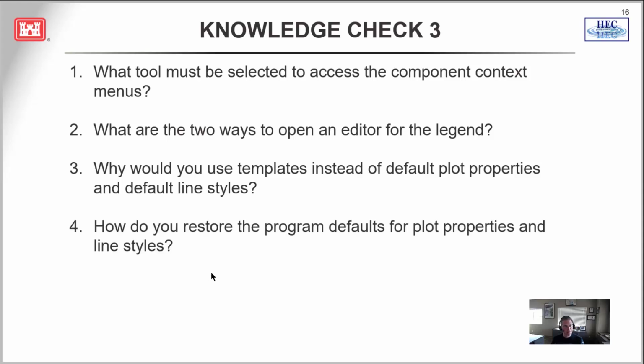And finally, the fourth question, how do you restore the program defaults for plot properties and line styles? All right, so let's say you edit those plot properties, line styles, and after a while you get tired of those edits and you want to revert back to the original whenever you installed the software on your computer. Well, you can go to those locations where those line files or property files are saved on your computer and simply delete them. So make sure DSSVue is closed. You can find those files on your computer, delete them, and then whenever you open DSSVue again, the program's going to use the default information whenever a new plot is created.